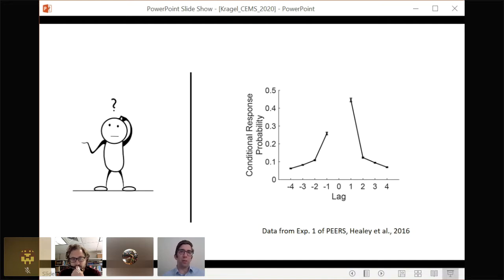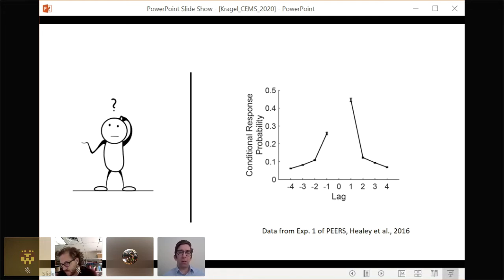Here on the y-axis is the probability of recalling an item given that you just recalled an item at a specific temporal lag. There are 2 features of this curve that I want to focus on for the rest of the talk. One is the contiguity effect, the idea that shorter lags are more likely to be recalled, and then forward asymmetry, so you're more likely to go in the forward direction than the backward direction.